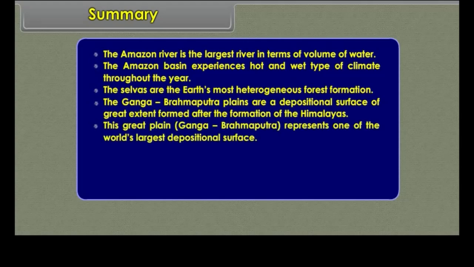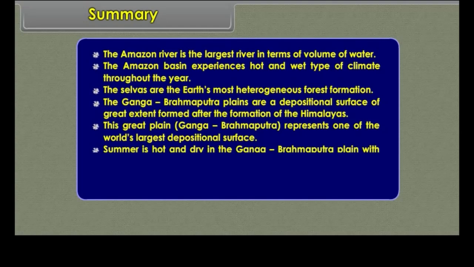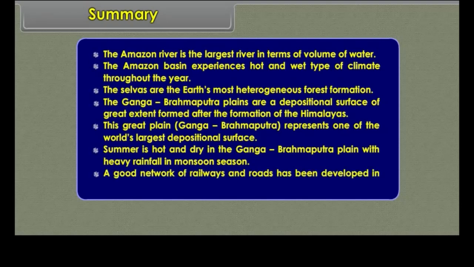This great plain, Ganga-Brahmaputra, represents one of the world's largest depositional surface. Summer is hot and dry in the Ganga-Brahmaputra plain with heavy rainfall in monsoon season. A good network of railways and roads has been developed in the Ganga-Brahmaputra basin.